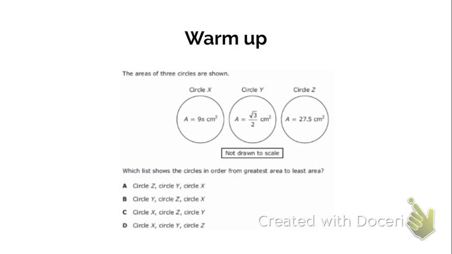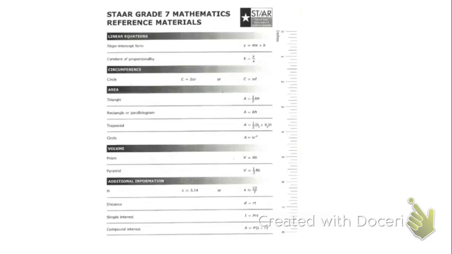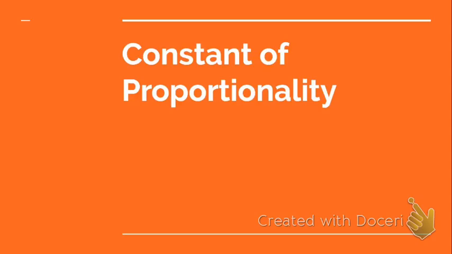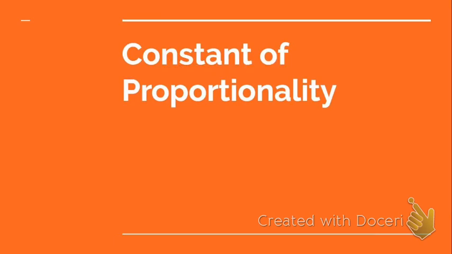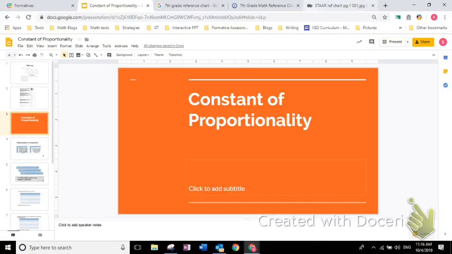Now, let's go ahead and talk about constant of proportionality. So let's break down what a constant of proportionality is. We know that a constant is a fixed number that does not change, and we know proportionality refers to proportions, which is equivalent ratios. So I'm going to go ahead and play a short video to introduce us to constant of proportionality, and then we'll address how we work with constant of proportionality this year.